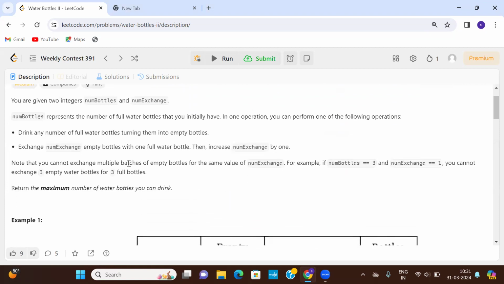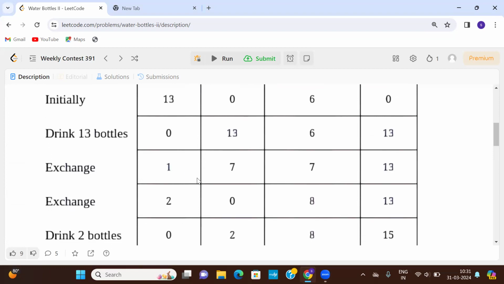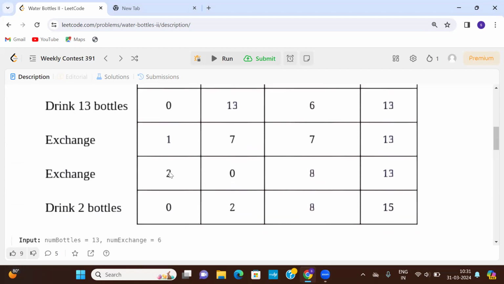And in the question, it is clearly mentioned, if we exchange numExchange empty bottles with one full water bottle, then we have to increase the value of numExchange by 1. So we have incremented the value of numExchange. Now if we want one full water bottle, we have to give 7 empty bottles. So we have given 7 empty bottles and we have got one more full water bottle. Now the full water bottle count increments by 1, numExchange also increments by 1 and the empty bottles become 0. Now we have drunk both the full water bottles. So bottles drunk becomes equal to 15 and we are left with 0 full water bottles.